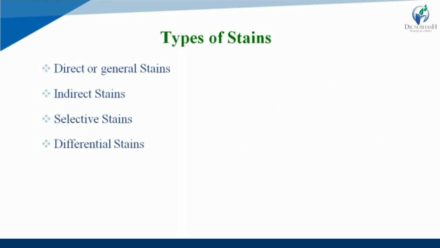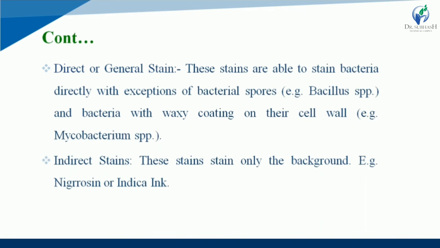Types of stains. The first is direct or general stains. The next is indirect stains. The next is selective stains. And the last is differential stains. We will discuss them turn by turn. First, what is a direct or general stain? These stains are able to stain bacteria directly, with the exception of bacterial spores and bacteria with a waxy coating on their cell wall.